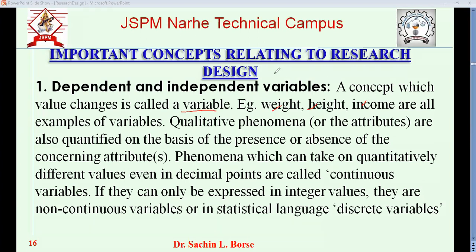So we are seeing a few concepts which are related to the research design. Already we have seen the principles of research design, experimental design, and we have used some words there. Also here we will come to know some important concepts related to the research design. So first, what is meant by variable? A variable is a concept which varies, which changes, like temperature, weight, height, income.